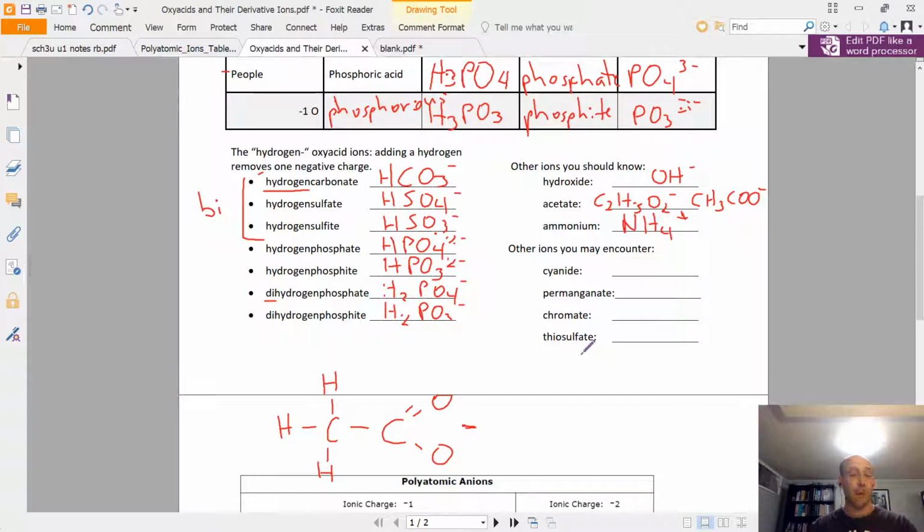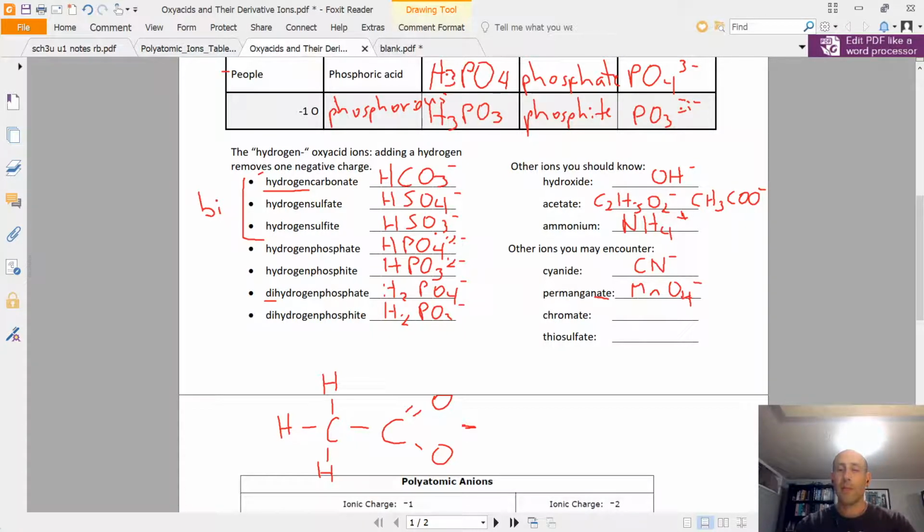You may also encounter these ones. I'm not really asking you to memorize them for this course, but there are other courses where you may memorize them. So cyanide ion, capital C, capital N. Yes, it's poisonous. It has a 1 minus charge. Permanganate. You'd recognize that ate ending. Oh, that must come from permanganic acid. Permanganate ion is Mn, manganese, O4, with a minus charge.